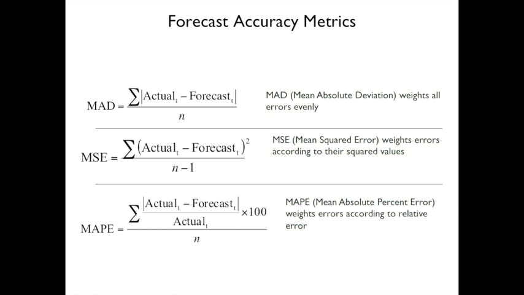The next one is mean squared error. You take the actual minus the forecast, square it, and divide by n minus 1. That weights the error, so the bigger errors impact you more than the smaller errors because they're squared. Then there's the mean absolute percentage error, MAPE. You take the actual minus forecast, take the absolute value of that, divide by actual, multiply by 100, and divide by n. So what you have is a percentage of the error.